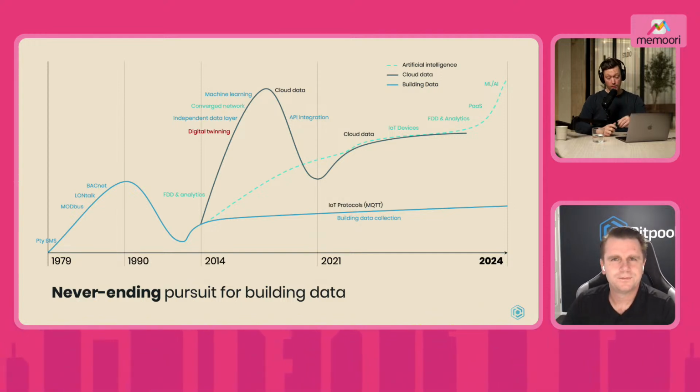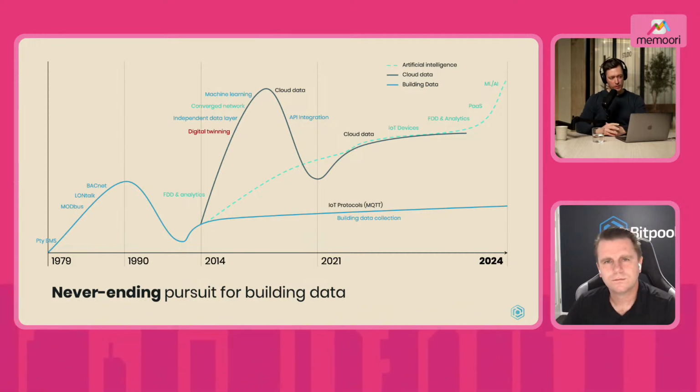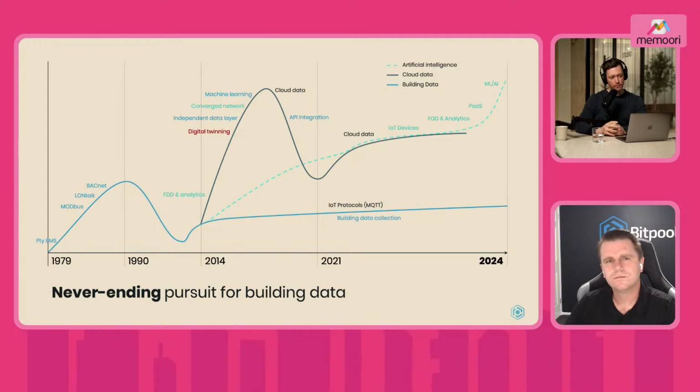Yeah, and we can definitely come back to this one. Just a quick one from me. Is there a reason you put digital twinning there in red? Is there a reason for that?